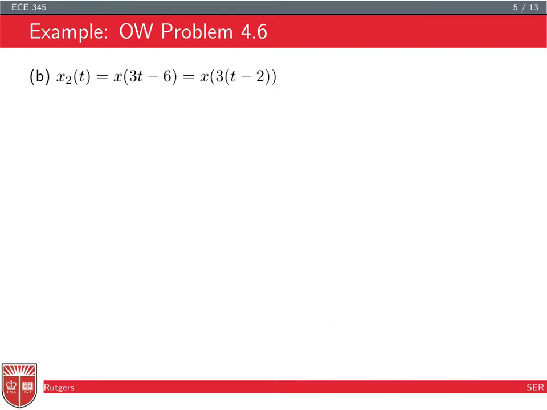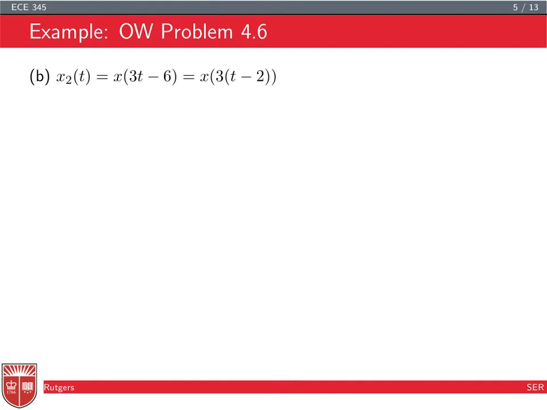The second example is to find the CTFT of a signal x2 of t as a function of x of t, where the relationship between x2 of t and x of t is the following: x2 of t is x of 3t minus 6. Now you can see you're going to have to use two properties. One is the time scale, where you're scaling by 3, and the other is the shift. So we can write this expression as x of 3 times t minus 2. So we have two transformations. First, we're doing a scale by 3, and after that we're doing a shift by 2.